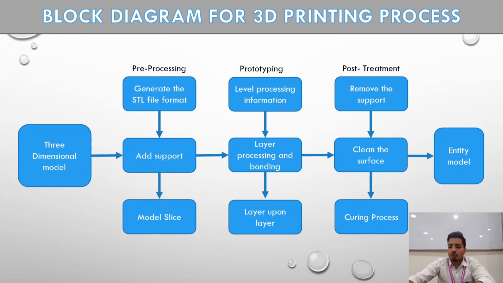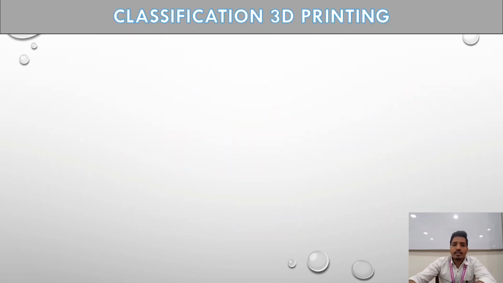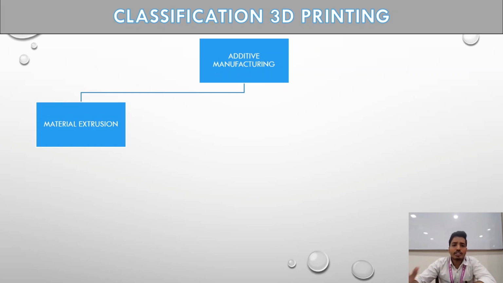So moving on, next we are studying the classification of 3D printing. 3D printing or additive manufacturing is classified broadly into material extrusion. Material extrusion is nothing but the printer which we have seen. We are using PLA or ABS material. The filament comes from the top, then it melts down with the nozzle and then layer by layer processing is done. That is material extrusion. So that is the widely used 3D printer.